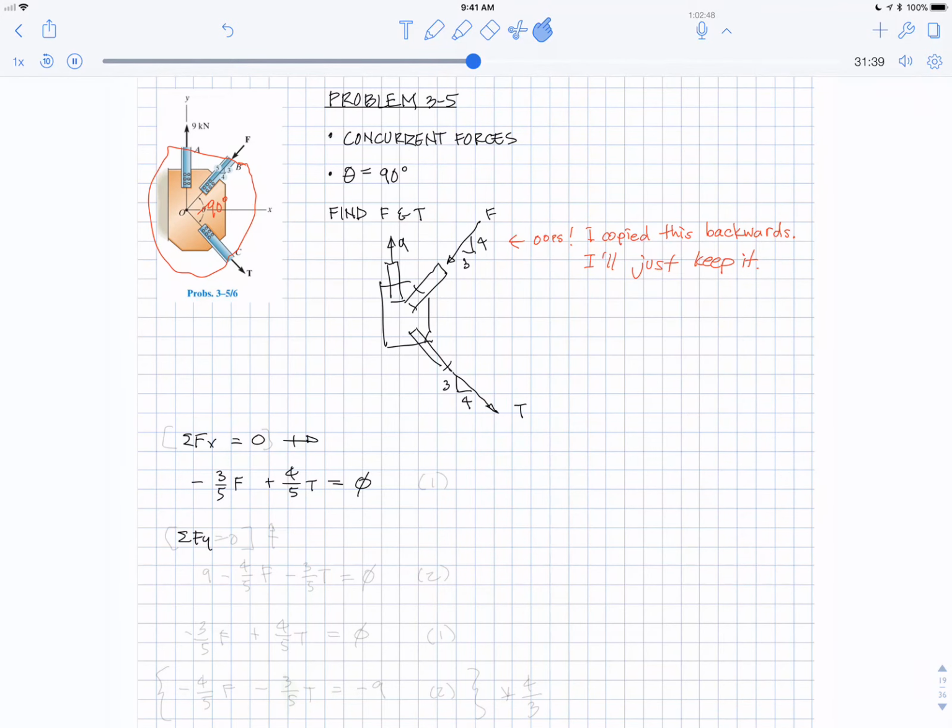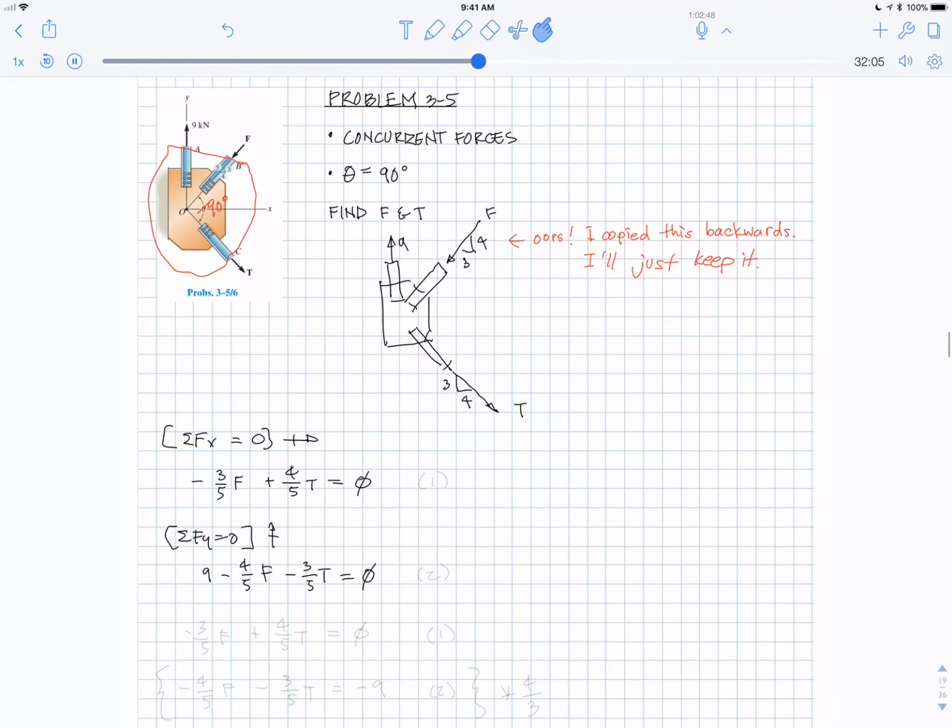Sum Fy equals 0. I'm going to take up as positive. That's typically what I do. That 9 is going up. F is pointing down. Its y component is 4/5 F. And the T is also pointing down. So minus 3/5 T, all equals 0.